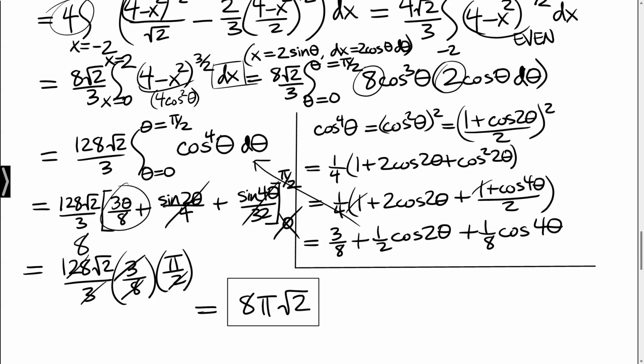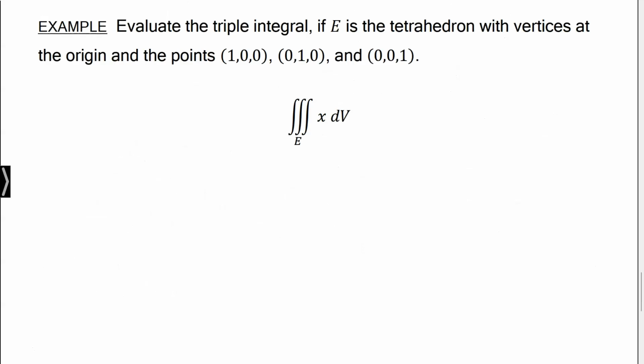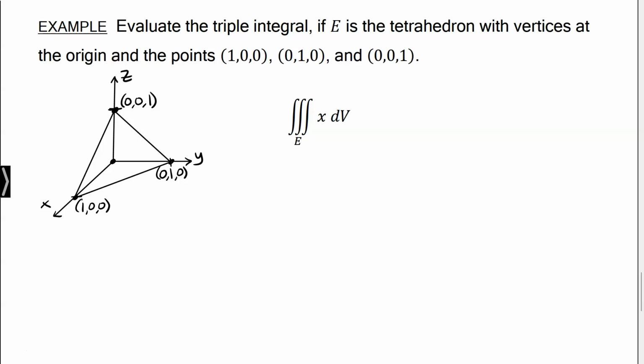All right, we're going to do one last example where we are actually going to integrate a function, not just find a volume. It's going to be over a tetrahedron region. So evaluate the triple integral over the tetrahedron with vertices at the origin and the points (1, 0, 0), (0, 1, 0), and (0, 0, 1). All right, so let's draw this first. So that's what the tetrahedron looks like.